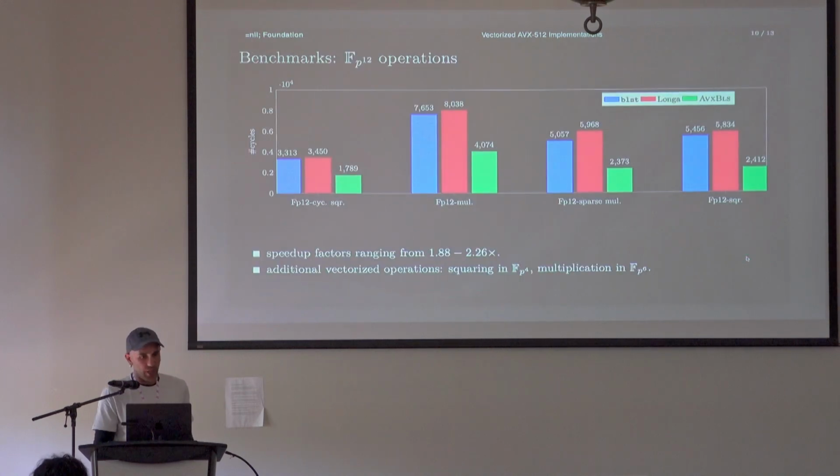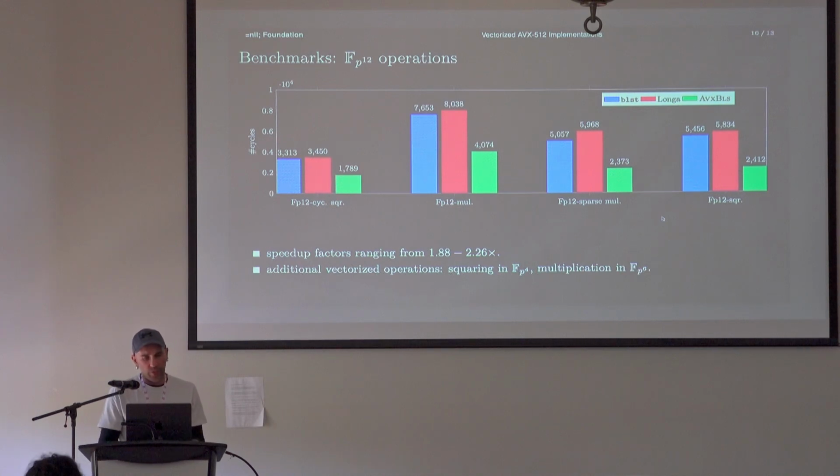And here are some results regarding the FP12 operations. Here I consider the FP12 cyclotomic squaring, the FP12 multiplication, FP12 sparse multiplication, and FP12 squaring. Blue corresponds to the BLAST library, red corresponds to Patrick Longa's implementation, and green corresponds to our AVX BLS software. And in all cases, we got a speed up between 1.88 and 2.26.